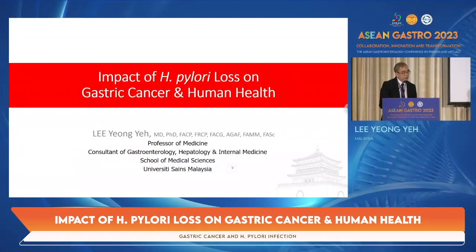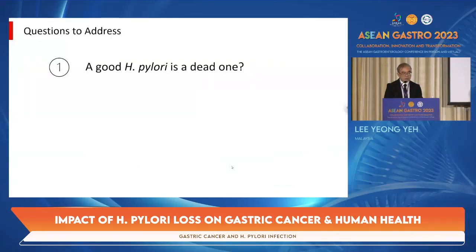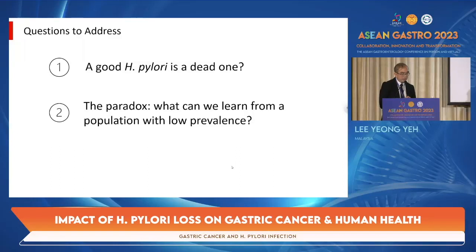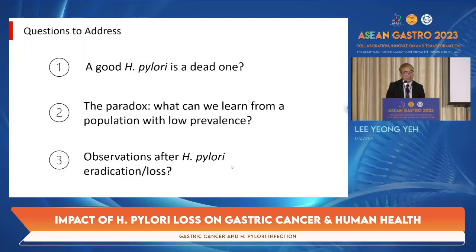Now, I'm really going to share the experiences from our population. Have you ever thought about what would be the impact of losing Helicobacter pylori on gastric cancer as well as human health? These are some of the questions. Is a good Helicobacter pylori a dead one? Then the paradox: what can we learn from a population with a low prevalence? And the last question that I'd like to address through the talk today would be some of the observations after Helicobacter pylori eradication or loss.